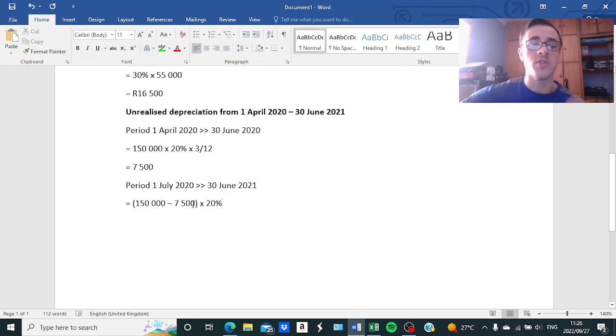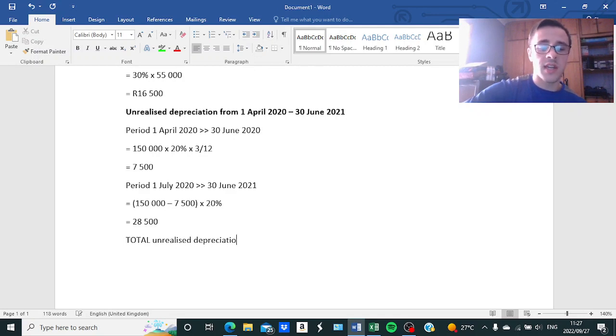Okay, but since this is the reducing balance method, we need to subtract the unrealized depreciation in respect of the previous period when calculating the depreciation for this period. I hope that makes sense. So if you calculate this year's unrealized depreciation, you should get an amount of 28,500. Therefore the total unrealized depreciation that we need to eliminate would just be the sum of those two: 28,500 plus 7,500, and that should give you 36,000. Let me just confirm that.